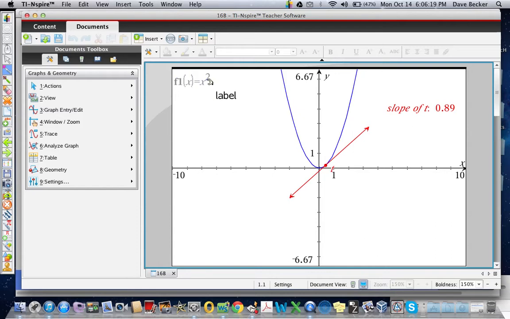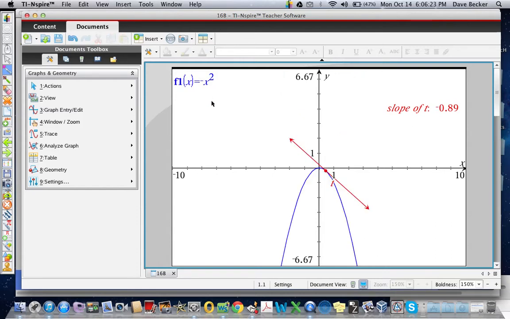I don't know why it's being slow. Okay, so now I'm going to change this to negative x squared. Okay, my tangent is still there, right? And we have the same phenomena here.